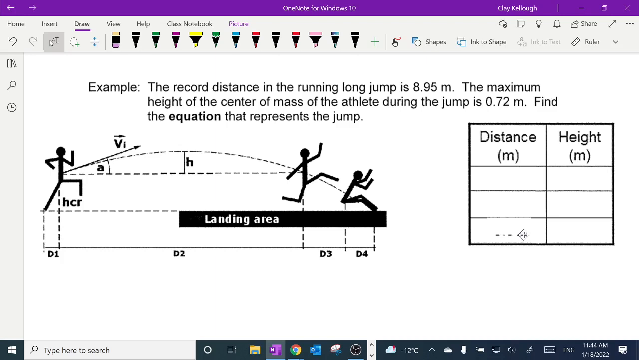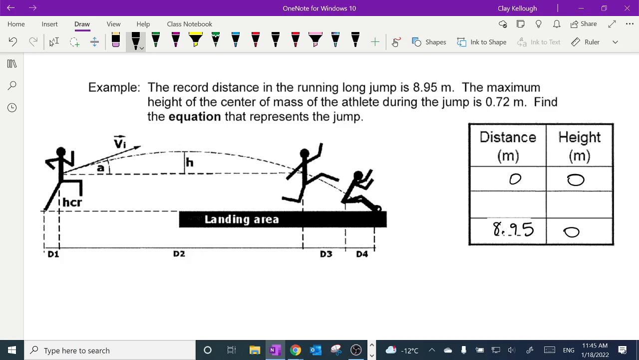The record distance in the long jump is 8.95. So I'm going to put the 8.95 down at the bottom here. That's the actual longest one. Now, what's this person's height off the ground when he gets to there? Well, zero, because he's on the ground. Where did he start from? Probably 0.0, right? At distance zero, he's still on the ground.